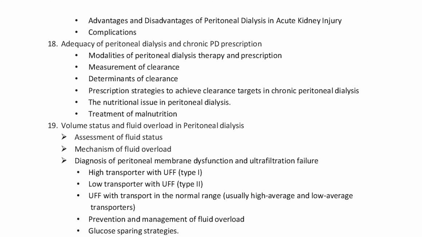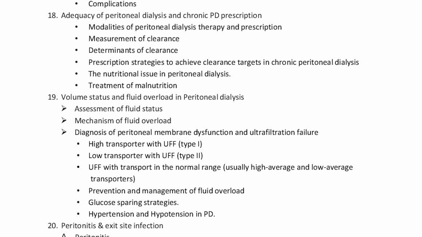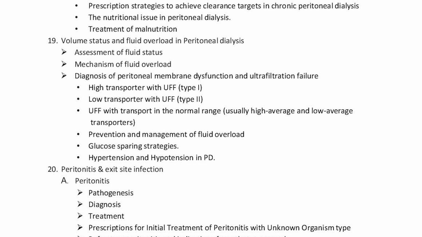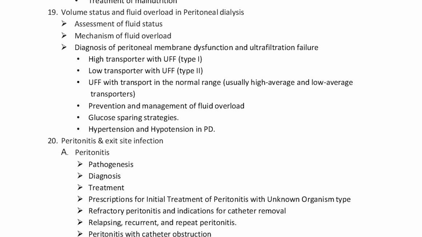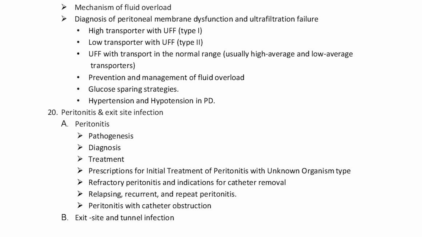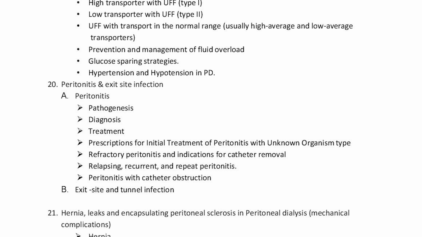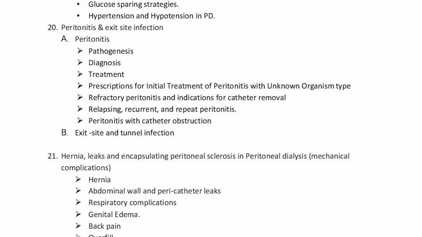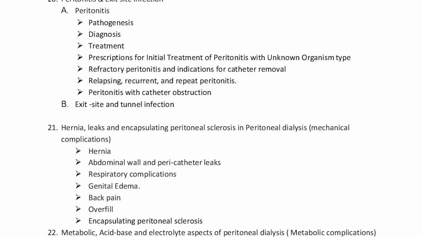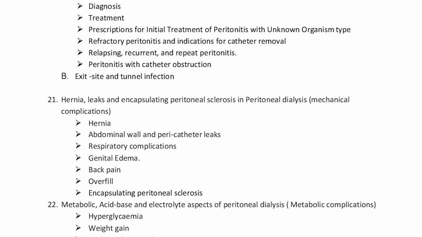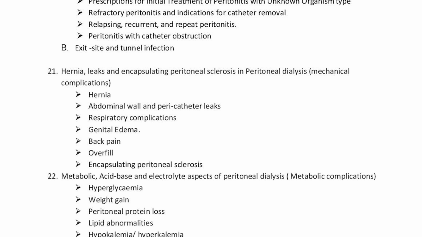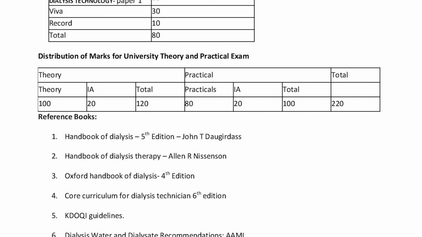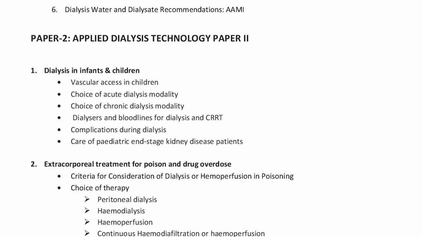19. Volume status and fluid overload in peritoneal dialysis. 20. Peritonitis and exit site infection. 21. Hernia, leaks and encapsulating peritoneal sclerosis in peritoneal dialysis, mechanical complications. 22. Metabolic, acid-base and electrolyte aspects of peritoneal dialysis, metabolic complications. The topics of paper 2 will be looked at next.